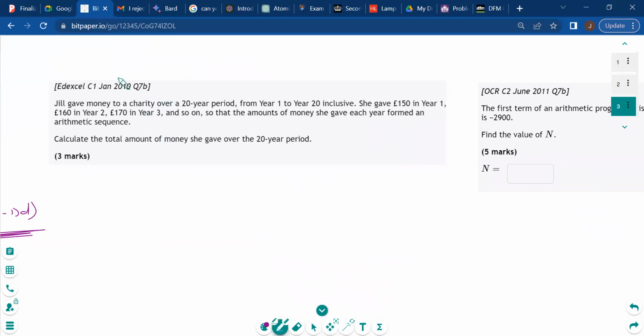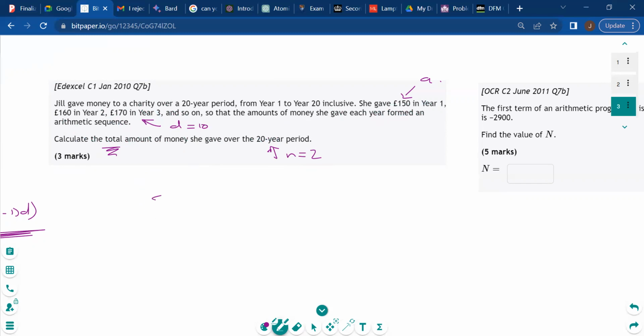Right, so we're giving money to charity over a 20-year period from year 1 to year 20 inclusive, giving £150 in year 1. So that would be the a value. 160, 170, etc. So that tells me then that the difference is 10. So it forms an arithmetic sequence. Calculate the total amount of money she gives over 20 years. So n is 20. So this means it's a series question. It wants us to add it. So it wants 150 plus 160 plus 170 and so on.